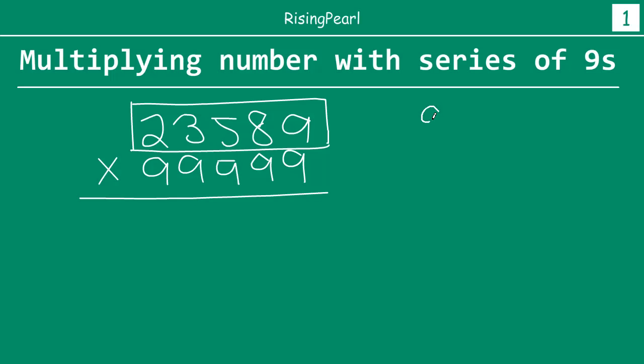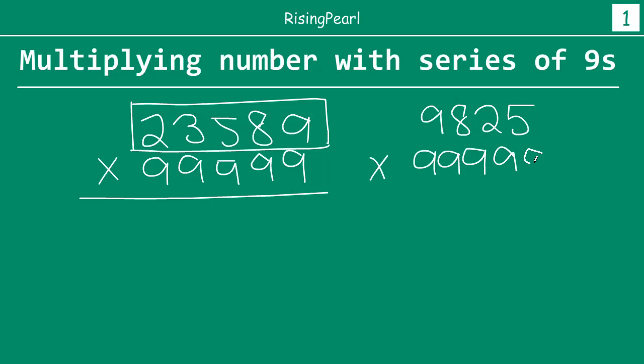For example, let's write one more random number, 8, 9, 2, 5. Okay, and let's multiply this by, let's say, 9, 9, 9, 9, 9. Obviously this is the random number that I'm drawing the box around, and this is the number with nines. These two examples we have seen in earlier videos, and I have provided the video link on the upper right side corner of this video.